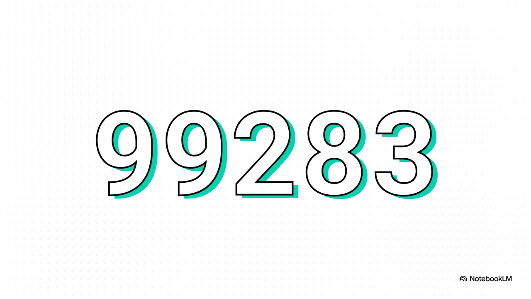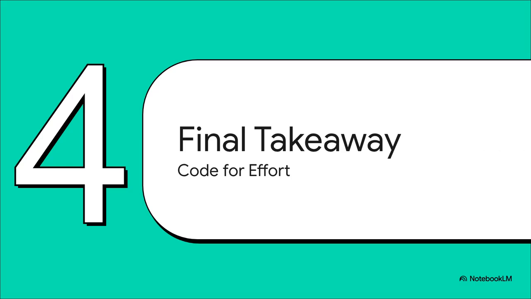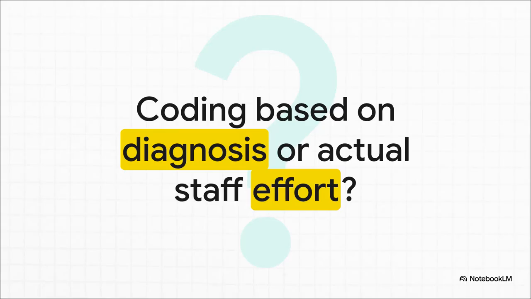It's literally a point system based entirely on what the clinical staff physically did for the patient while they were in the building. All right, that brings us to Section 4, the final takeaway. Always code for effort. The difference between a Level 3 and a Level 5 facility code often comes down to the fine details of nursing care that can easily get lost if we aren't paying close attention. Always remember, facility coding measures your staff's physical work, not the final diagnosis.